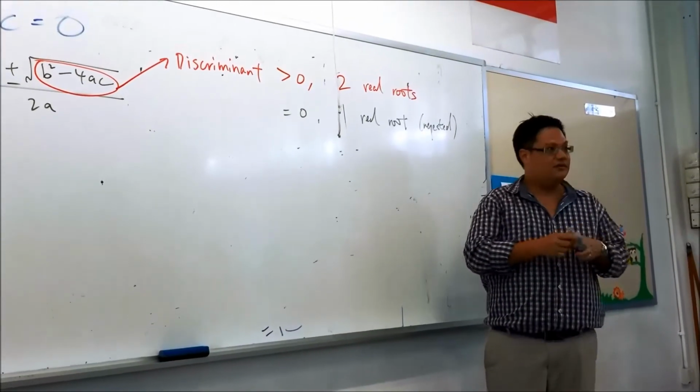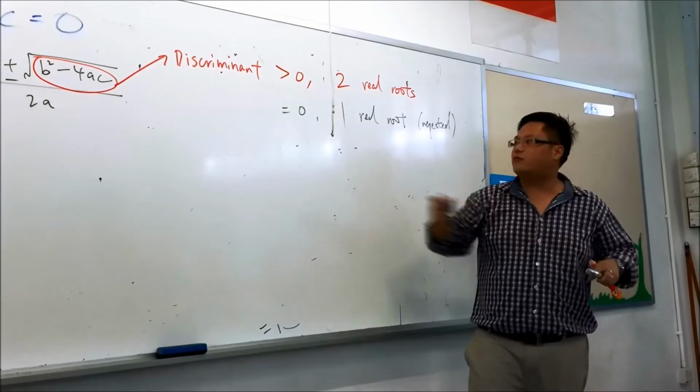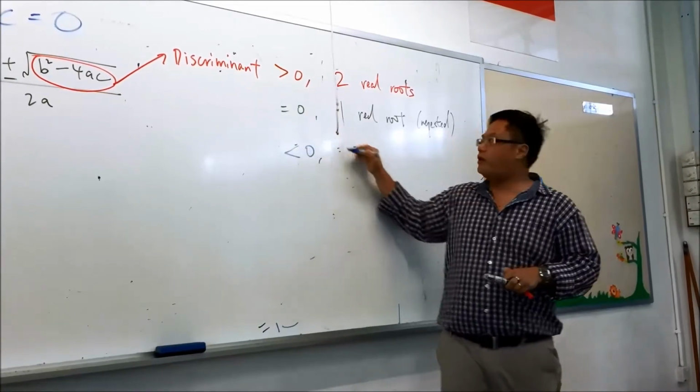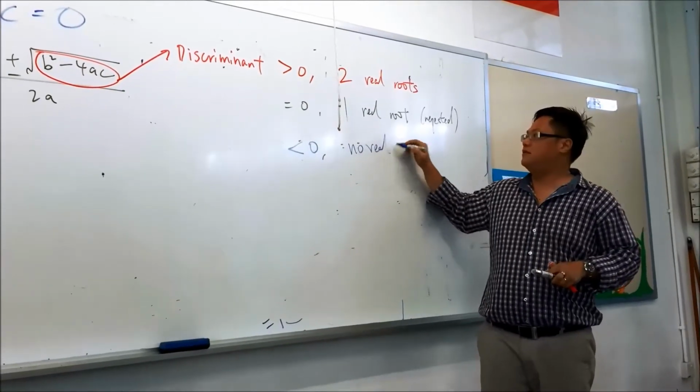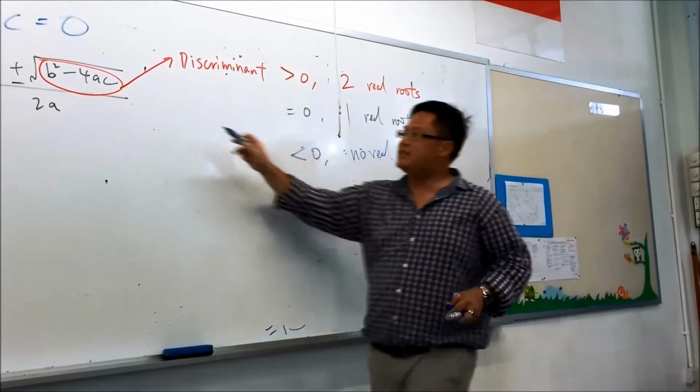Are you aware of things like that? No? Yes, because of the graph. When this is smaller than zero, what you have is no real roots. When this is negative, right?